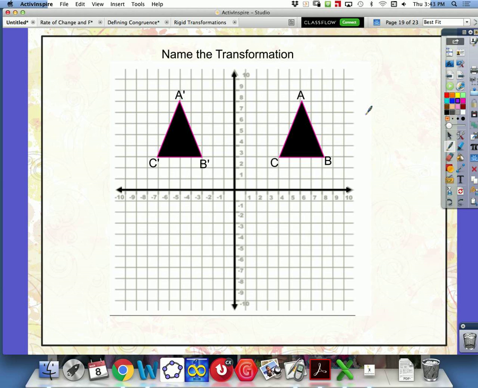So let's practice naming the transformations. So if I look here, I have two triangles. First thing we need to decide is which one is the pre-image and which one's the image. So remember, we look for which one has the dashes. In this case, this one has the dashes, so this one is the image, and this one is the pre-image.